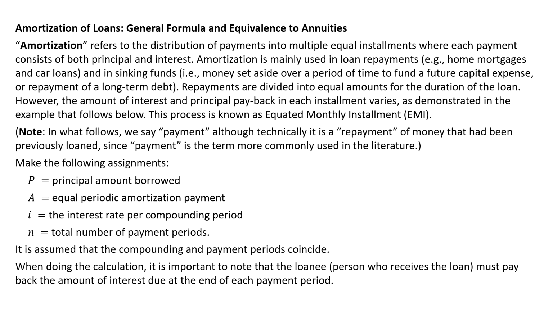Let me point to where I'm at here. So repayments are divided in equal amounts for the duration of the loan. However, the amount of interest and principal paid back in each installment varies, and we'll see that in an example that follows. This process is known as the equated monthly installment, EMI.